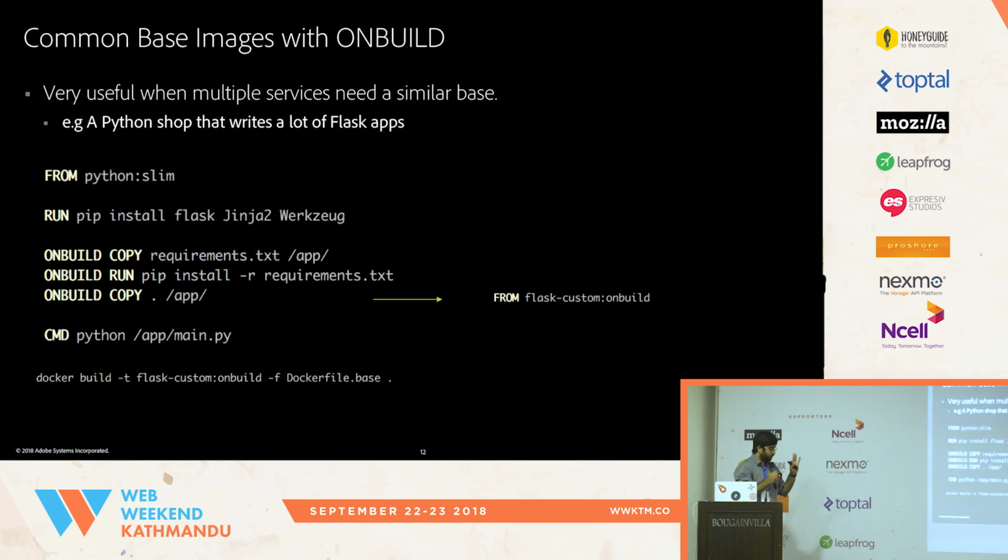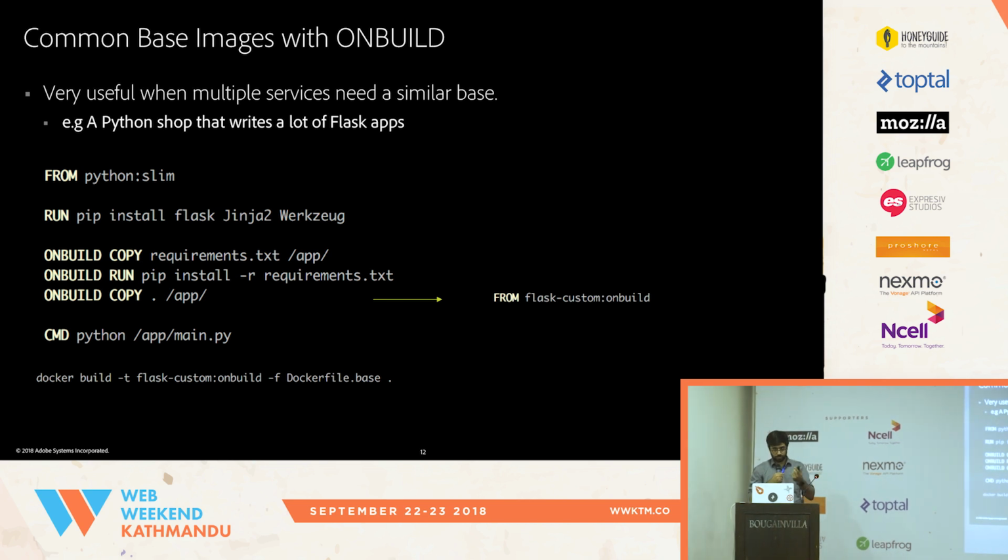Now I want you to look at this Dockerfile for a while and forget the on-build instructions. Like everywhere I've written on-build, don't care about it right now. The point I'm trying to make here is you can use common base images. I don't think there's any company out there that writes a single service now. They write a lot of services and most of them are common. They have a lot of common things.